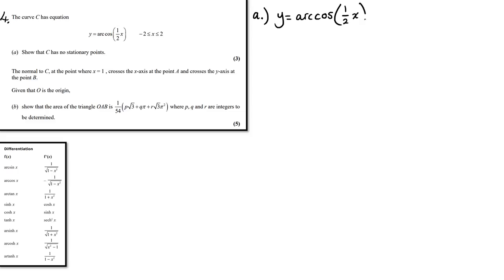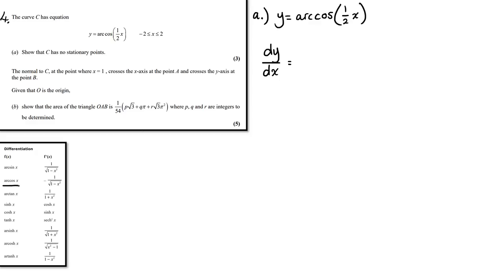And what we need then, if we're looking to show that C has no stationary points, is the differential dy by dx, and then we need to set that equal to 0, and hopefully show some kind of contradiction. So let's start by differentiating this. That's going to give us dy by dx. For this result, we can refer to our formula book to give us a bit of a hand.